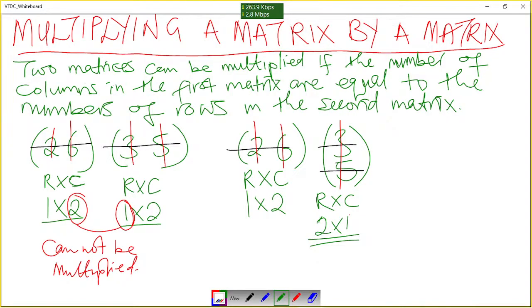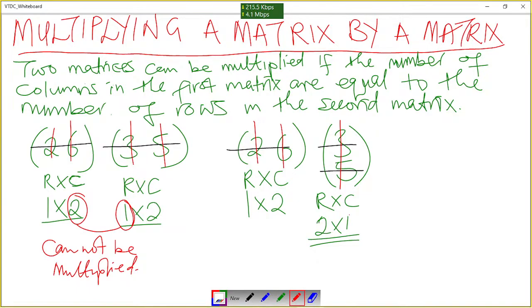The instructions are on top there. Two matrices can be multiplied if the number of columns in the first matrix is equal to the number of rows in the second matrix. So for two matrices to be multiplied, the number of columns in the first matrix should match the number of rows in the second matrix.